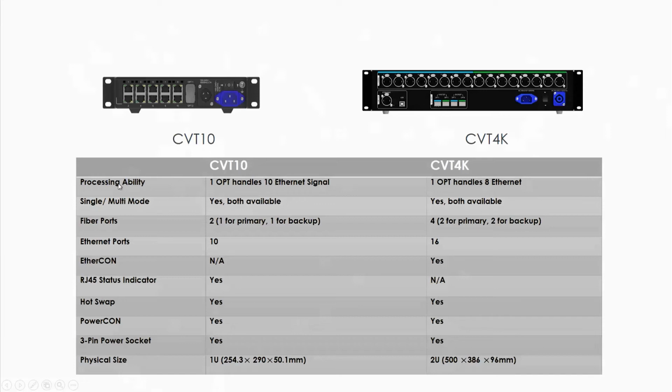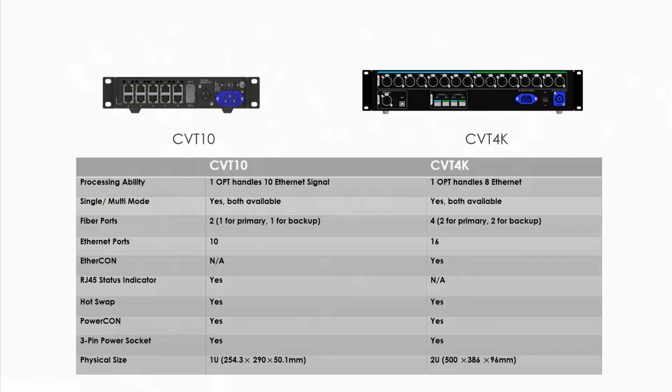And also for processing abilities, for CVT10, one OPT port can handle 10 Ethernet signals, and for CVT4K, one OPT port handles 8 Ethernet signals. And they all have single mode and multi-mode. And for fiber ports, this one has 2, and the CVT4K has 4. And for the others, the normal features remain the same.